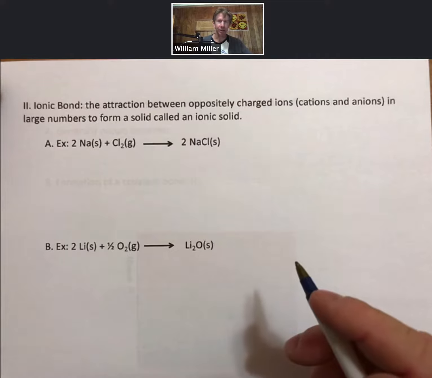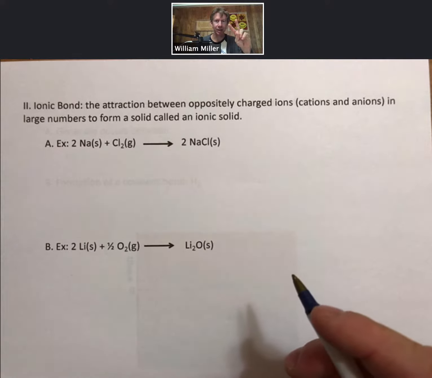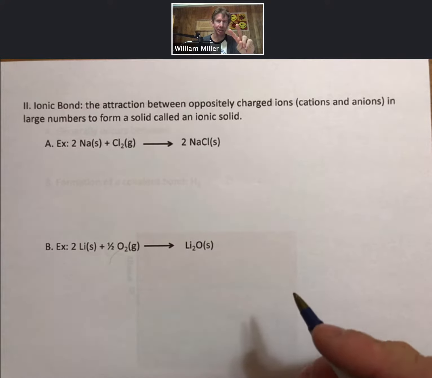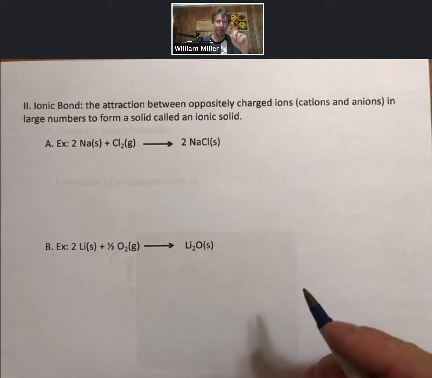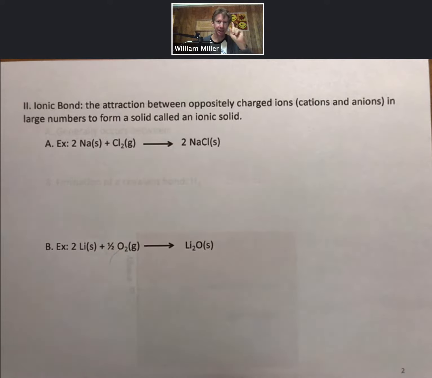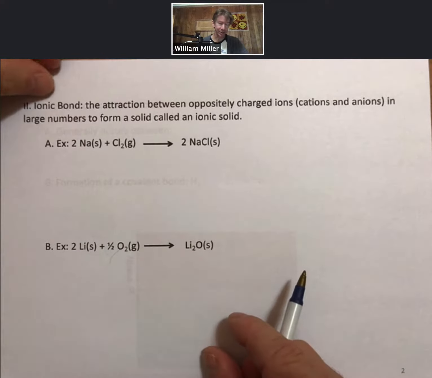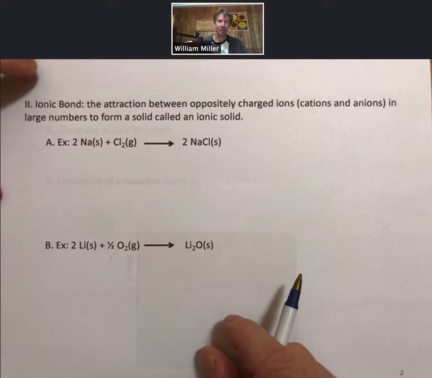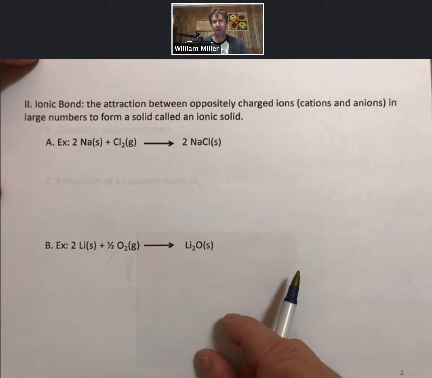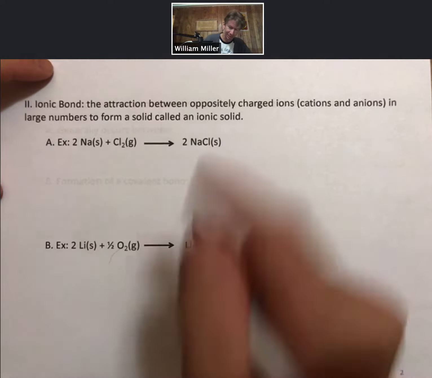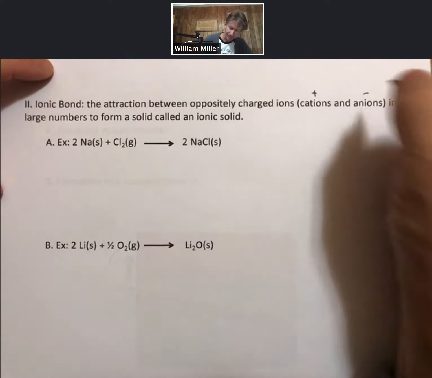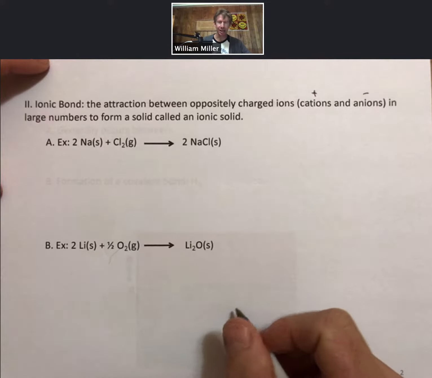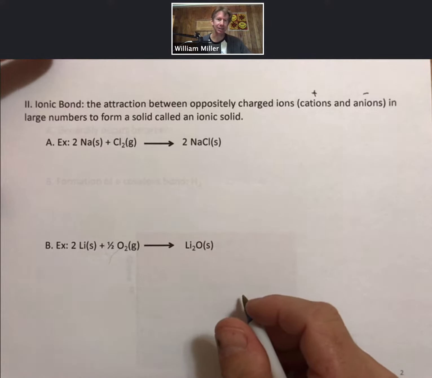Now, there are 2 types of bonds, and only 2 types of bonds in general chemistry: ionic bonds and covalent bonds. Let's talk about ionic bonds first. An ionic bond is the attraction between oppositely charged ions, cations, which are positive, and anions, which are negative, in large numbers to form a solid called an ionic solid.